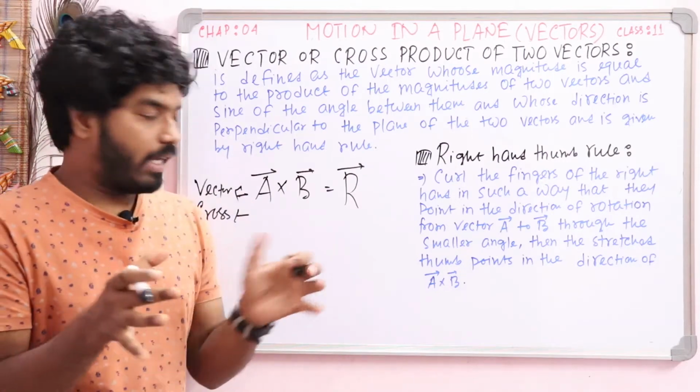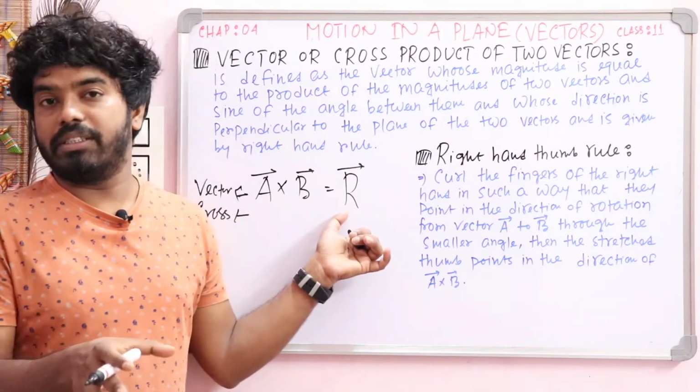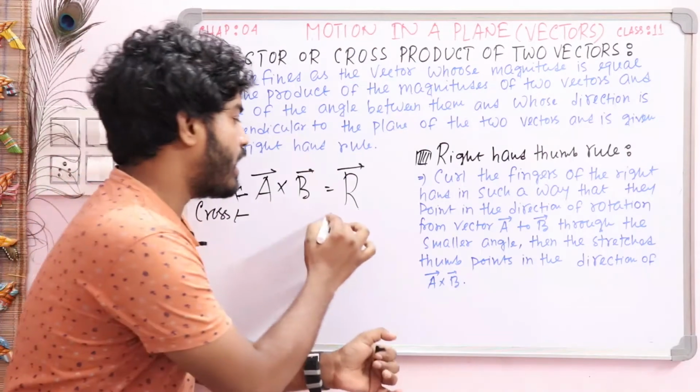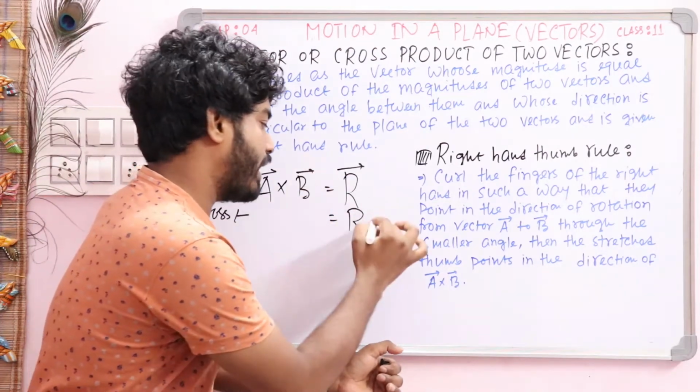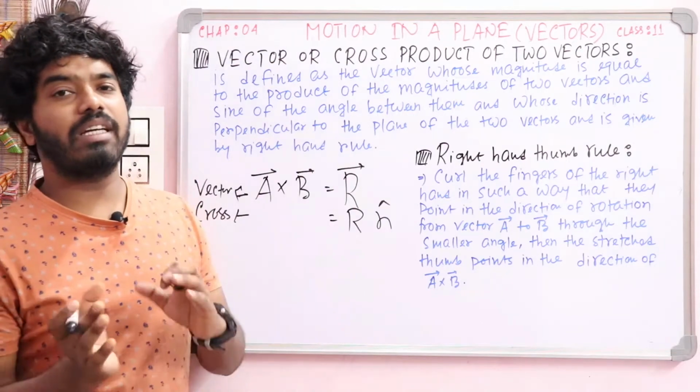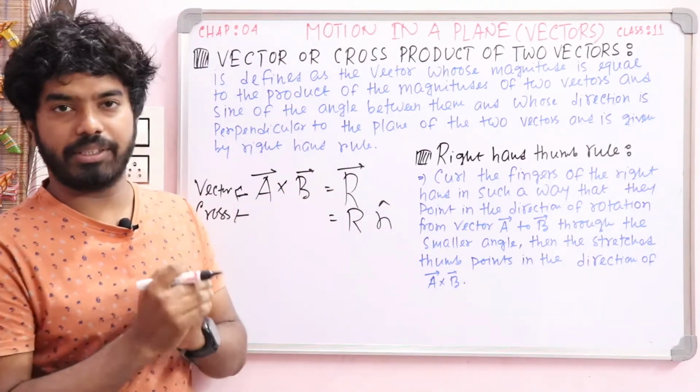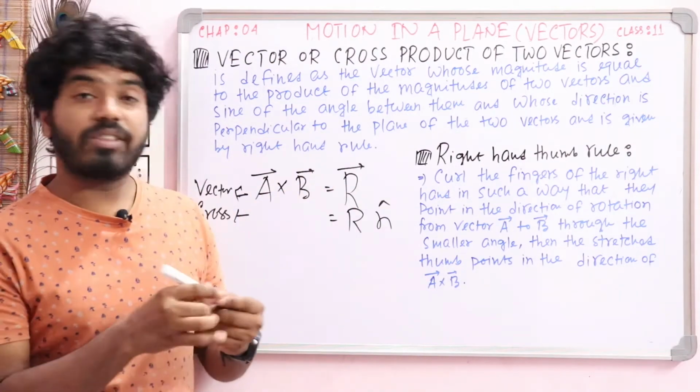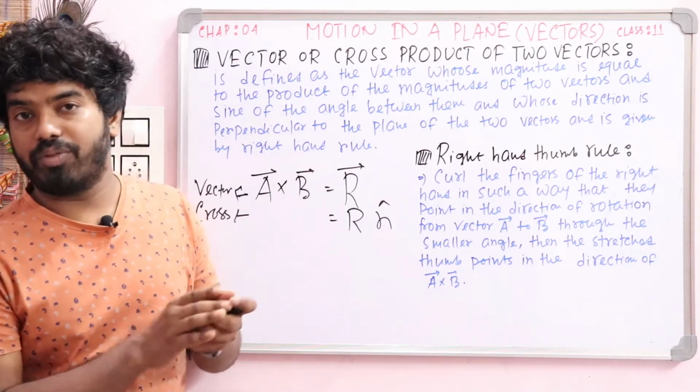Okay, now here the result R is a vector quantity. So obviously R has magnitude as well as direction. But in case of scalar product, there is only magnitude value, no direction. Okay, now what is the statement of vector product of two vectors?